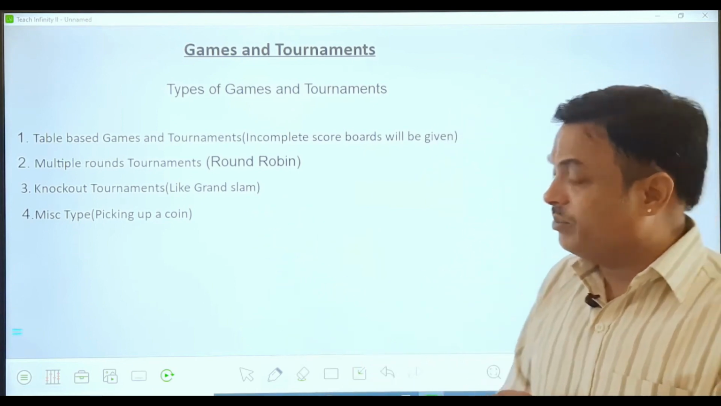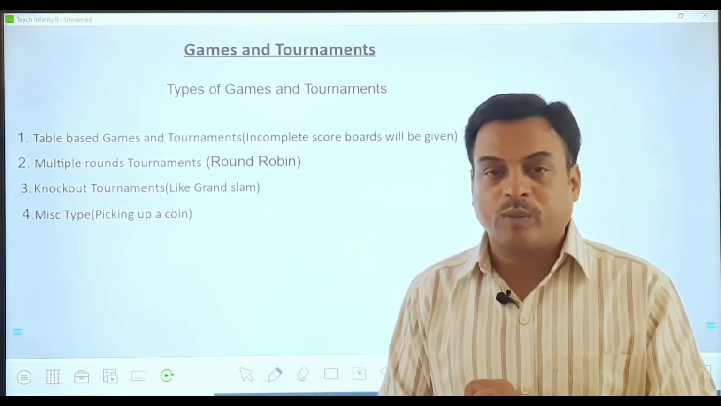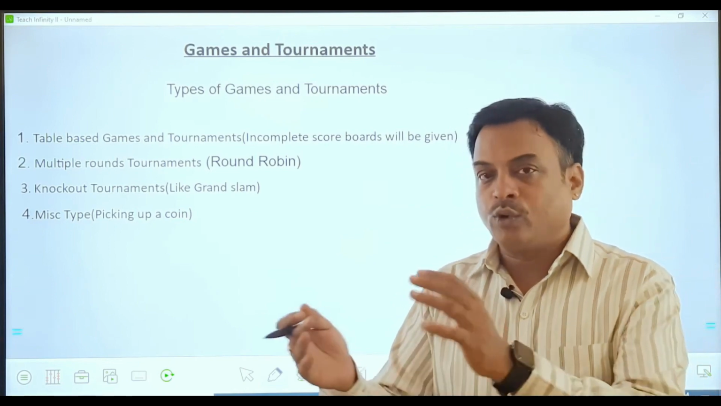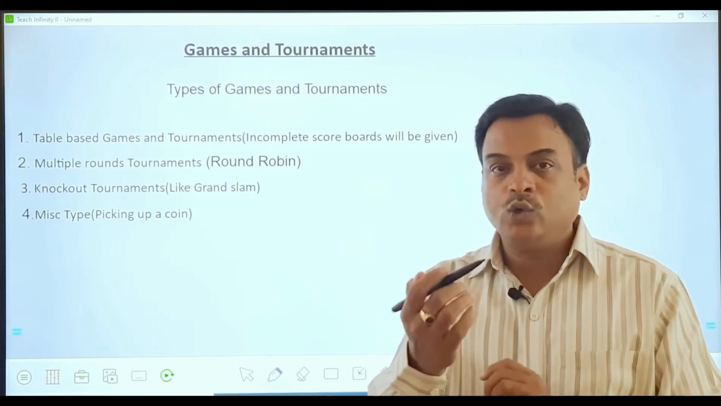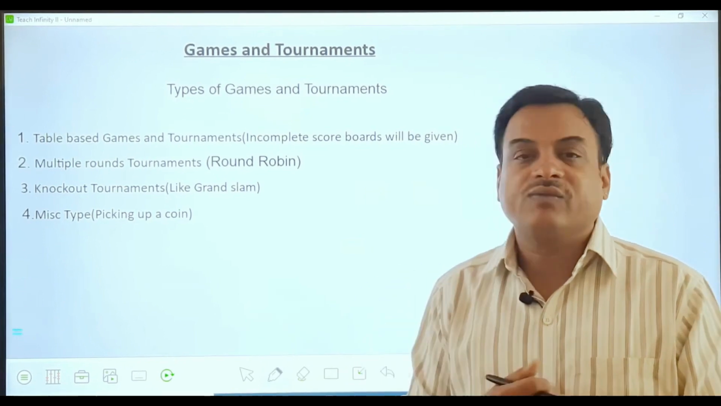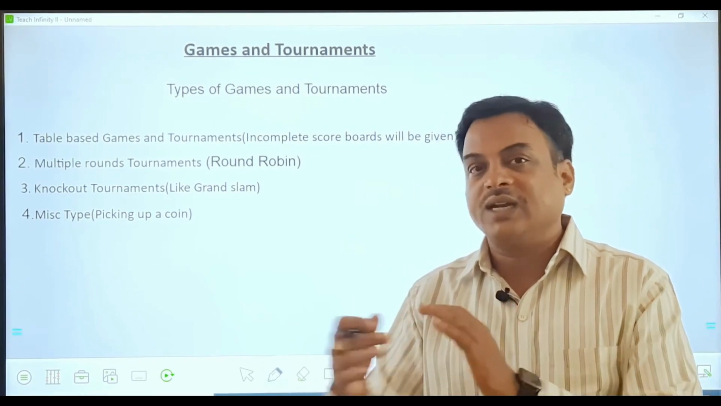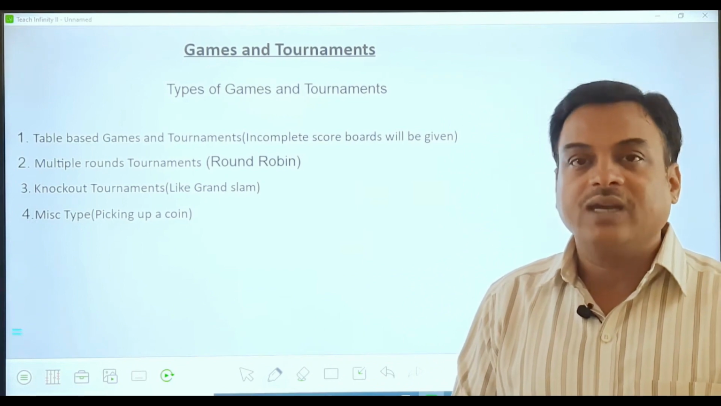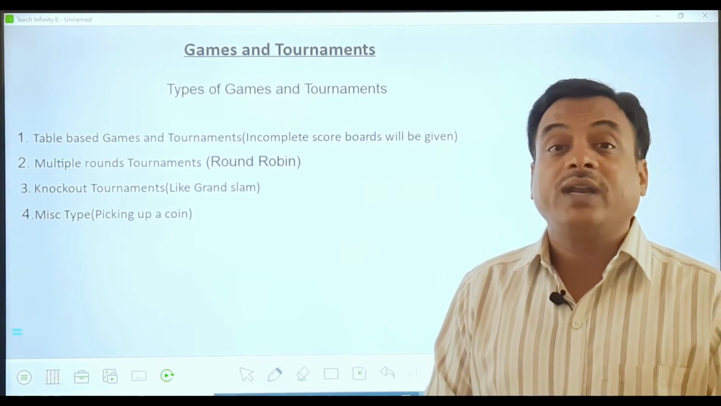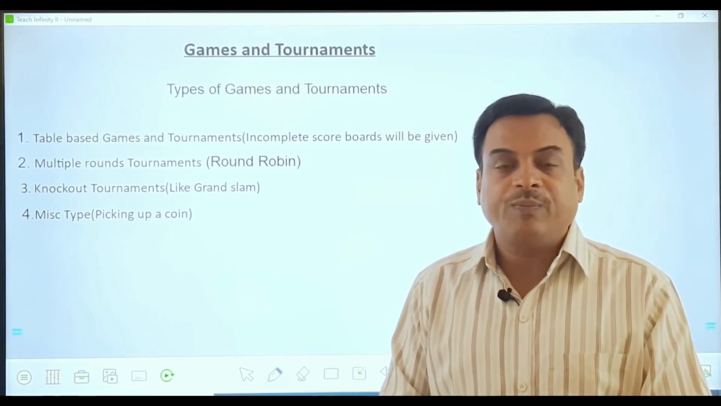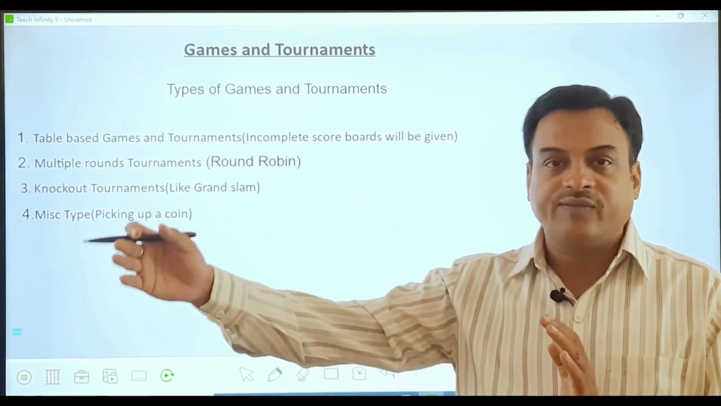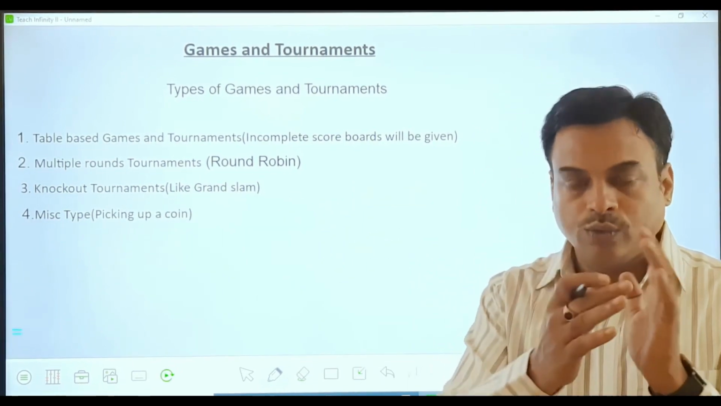And under the miscellaneous type, one of the types of problems is called pickup of coins. There will be a few coins placed on the table. There will be 2 players and their game is to pick up the coins from the table. And there will be certain conditions: a maximum of 5 coins can be picked up, and a minimum of 1 coin has to be picked up. That means you can pick up 1, 2, 3, 4 or 5 coins from the table. It is up to you.